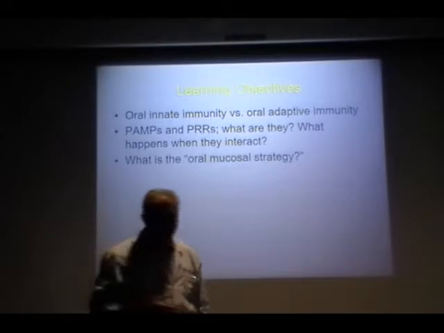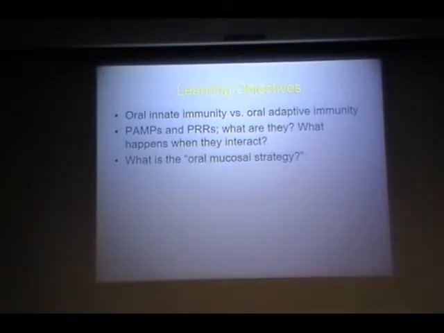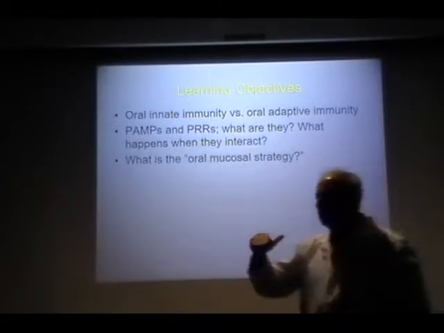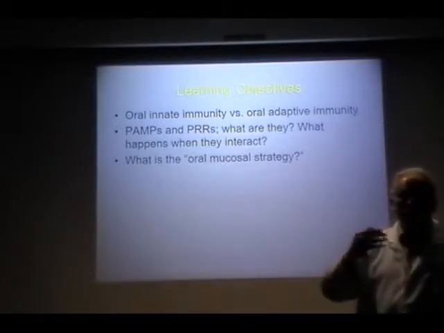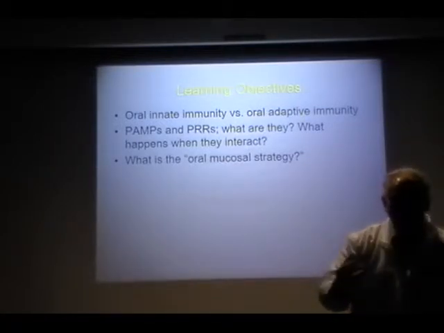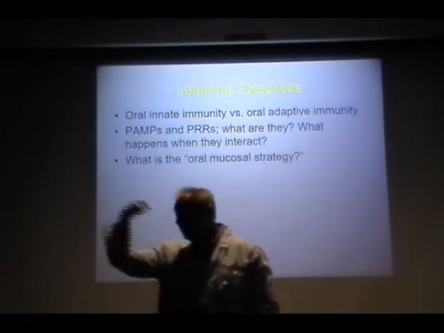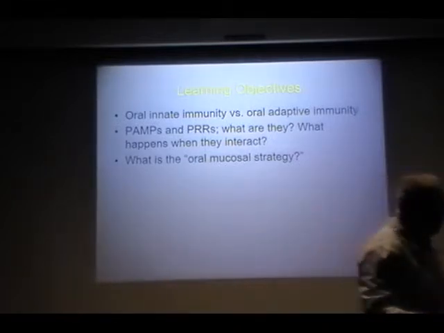We'll talk about the pellicle at some point because that is extremely important in the establishment of the early colonizers, which is a good thing in the oral cavity. You want to have indigenous organisms emerging when the tooth erupts so that it can protect the tooth from exogenous organisms trying to get in from the outside, like staph or like E. coli.